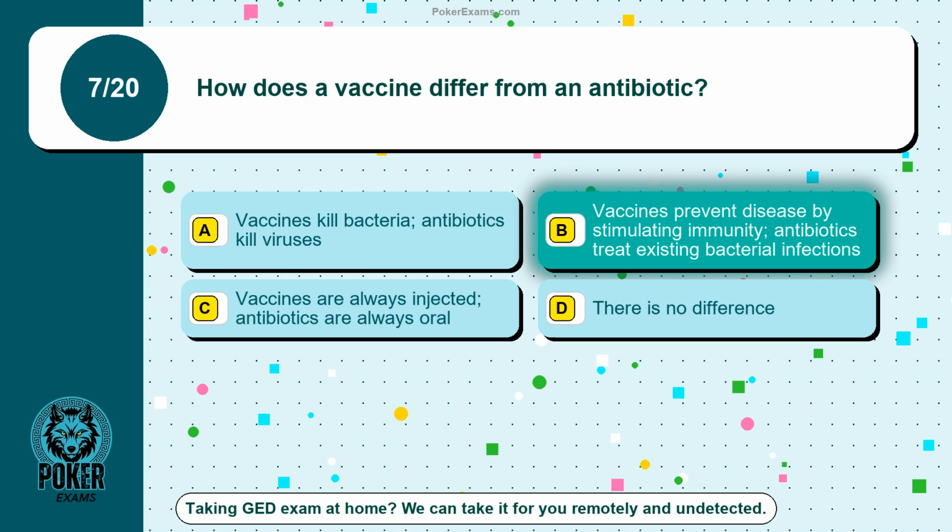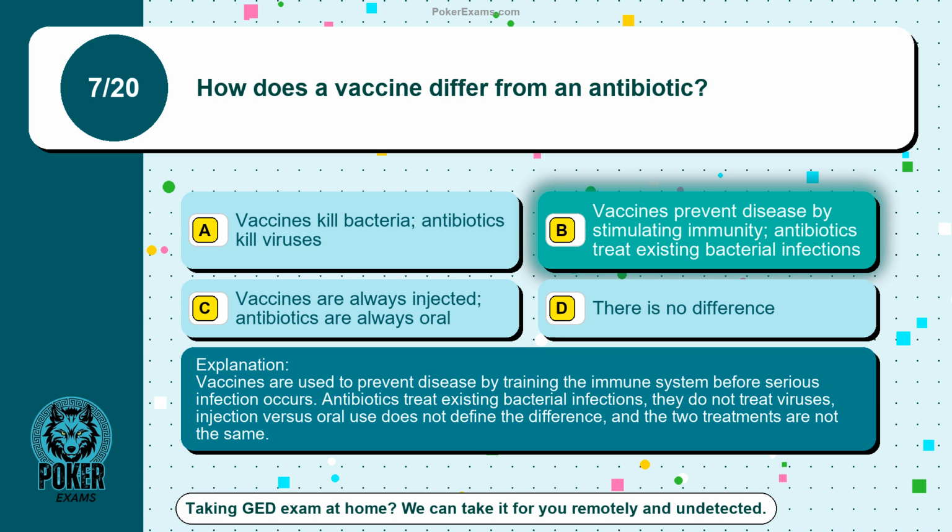Vaccines prevent disease by stimulating immunity, antibiotics treat existing bacterial infections. Vaccines are used to prevent disease by training the immune system before serious infection occurs. Antibiotics treat existing bacterial infections, they do not treat viruses. Injection versus oral use does not define the difference, and the two treatments are not the same.